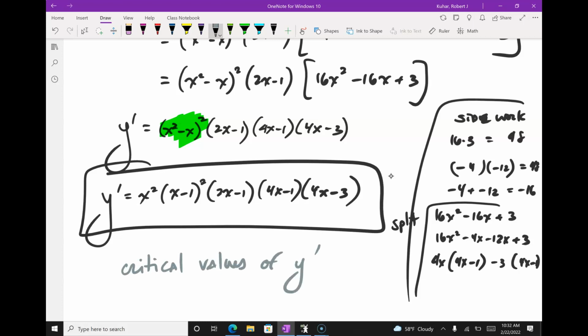What are the critical values here? Nice, 0. Yeah, 1/2. Yep. 1/4. And 3/4. Yep. Right, I'm asking where each of those factors are 0, right? Where the numerator is 0, where the denominator is 0. There's no denominator, right?